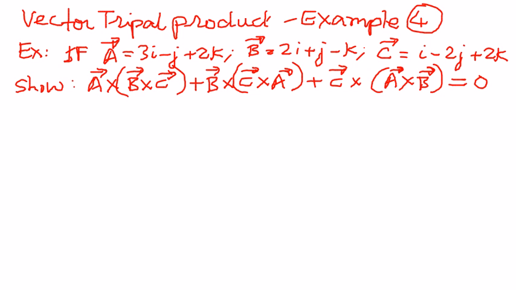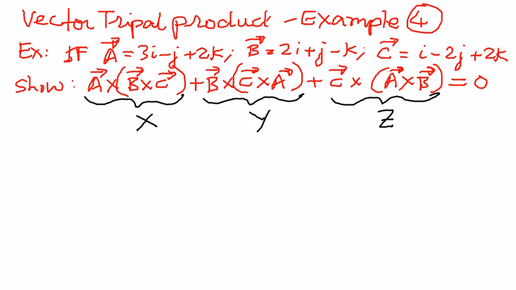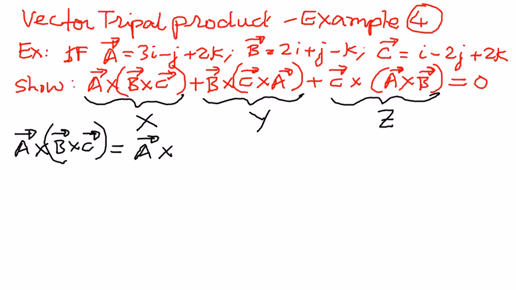For simplicity's sake, I'm going to call these expressions x, y, and z. So we'll see what these values are. Okay, let's get started. We'll first solve the first part of it. We will solve vector A cross (B cross C). We're going to take vector A and cross that with the product of vector B cross vector C.